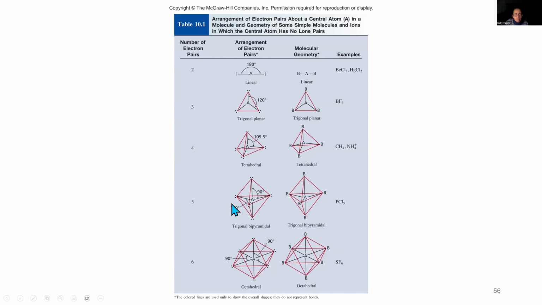Here we could have five things around the center, and that will result in the triangle in the plane here, and then something above and below the plane. And then when we get to 6, we have the two poles, and then we have going around this middle here, the octahedral center. So we have these names of the structures right here, and these are some examples that we have seen throughout the text.